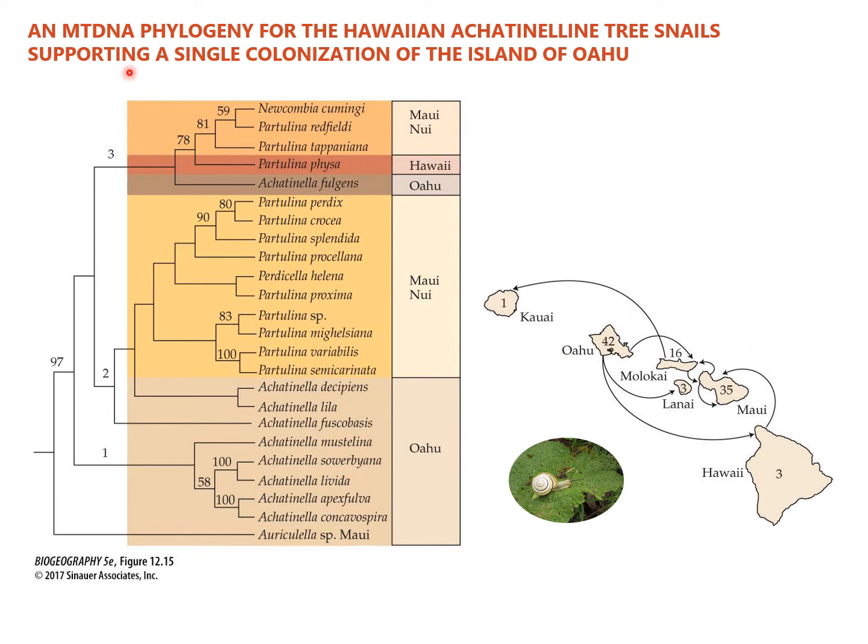It gets a little bit trickier when you start looking at specific colonization events. So this is a mitochondrial DNA phylogeny for the Hawaiian tree snails supporting a single colonization of the island of Oahu. And so it's a little bit different. I mean, the progression rule was like this was the oldest island and then progressively younger as we moved in this direction. But here, the snail ancestor arrived in Oahu originally, and then you're seeing those dispersal events and diversification across that. So it fits a little bit, but slightly different.